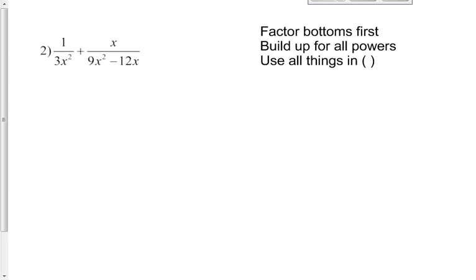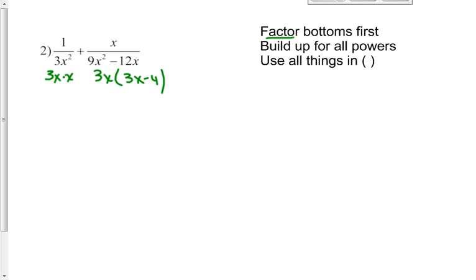Okay. When you have something like number 2, 1 over 3x squared plus x over 9x squared minus 12x, when you have pieces in the denominator that are quantities, 2 terms or 3 terms, you must factor the bottoms first. That's going to help you decide your common denominator. When I look at 9x squared minus 12x, I can take out a 3x. I'm left with 3x minus 4. On the other side, I've got a 3x, and then I'm just going to separate that with a plain x as well. So 3x times x, that's my 3x squared.